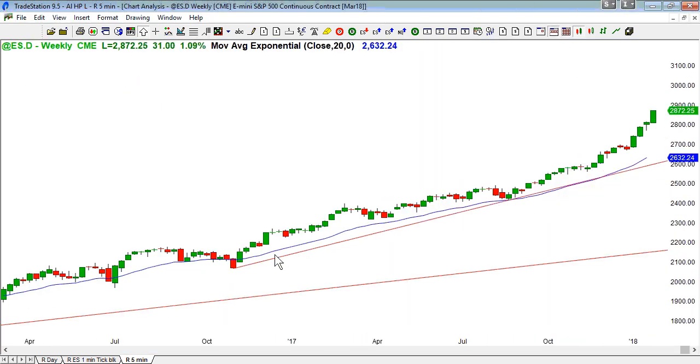Weekly chart, I forgot the number of weeks. I think it's about 65 or 66 weeks since we've touched the moving average. In August, we got to within a couple ticks, but did not touch it.